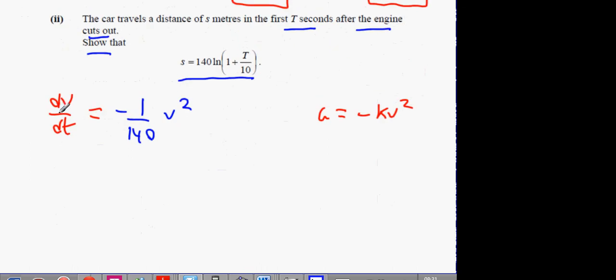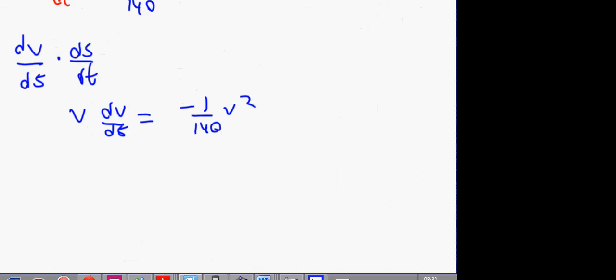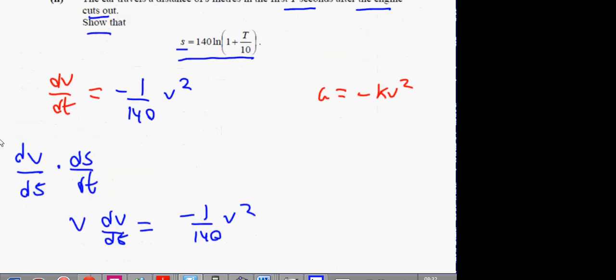Okay guys, next thing is we're no longer going to be using the dv/dt because we have to find out distance. So in between, you do the chain rule, and ds/dt is v, so it's going to be v times dv/ds. And that's all going to be equal to minus 1 over 140 v squared. And we're going to match up limits now.